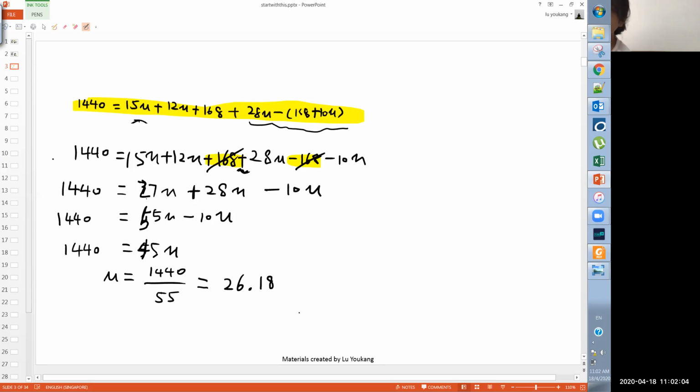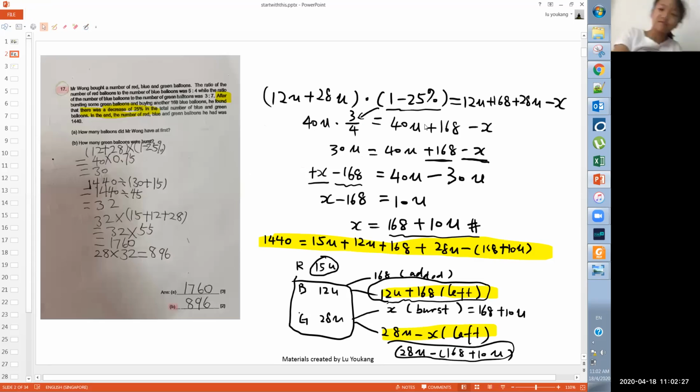OK, so do it again. 1440 divided by 45. So the answer is 32. Sorry. Okay. So once your 1U is 32, you can solve all the questions already.